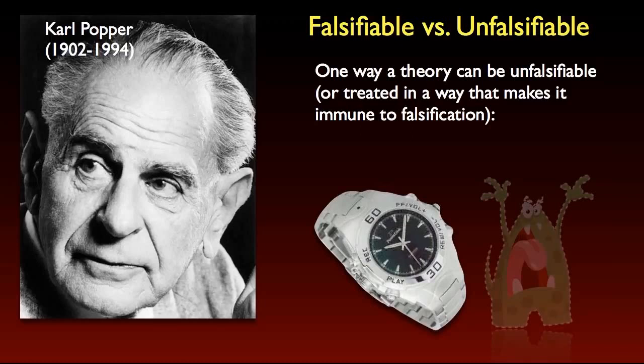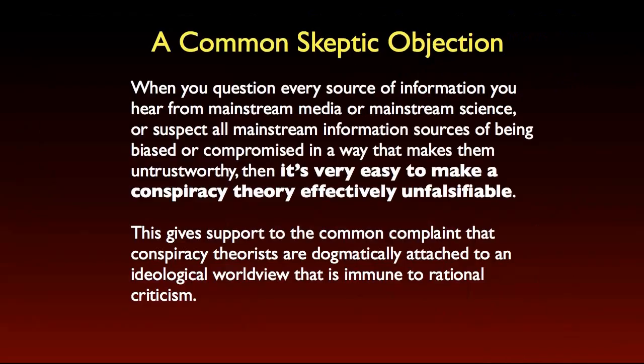But the worry now is that I might try to do this for any attempt to falsify the hypothesis. Just keep revising the hypothesis to accommodate the new evidence, thereby rendering the hypothesis immune to falsification. Now this is much closer to the worry that skeptics have about conspiracy theories when they include claims about pervasive mind control. The worry is that when you question every source of information you hear from mainstream media or mainstream science, or suspect all mainstream information sources of being biased or compromised in a way that makes them untrustworthy, then it's very easy to make a conspiracy theory effectively unfalsifiable.